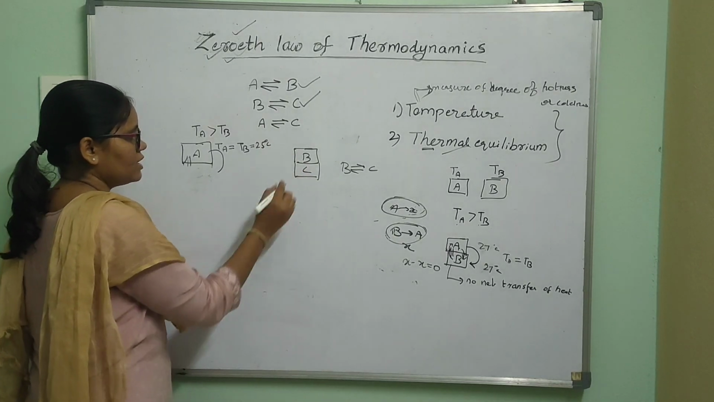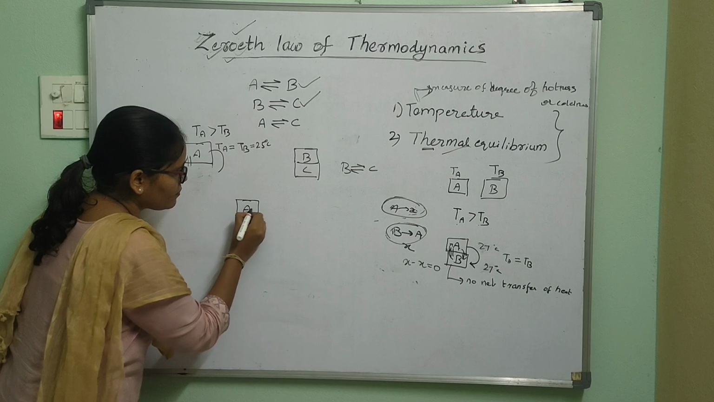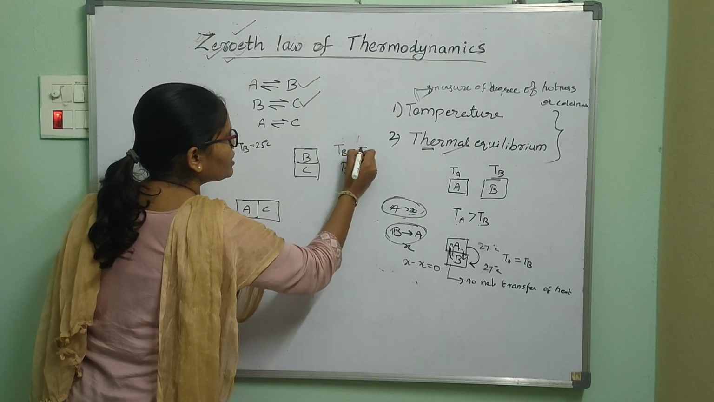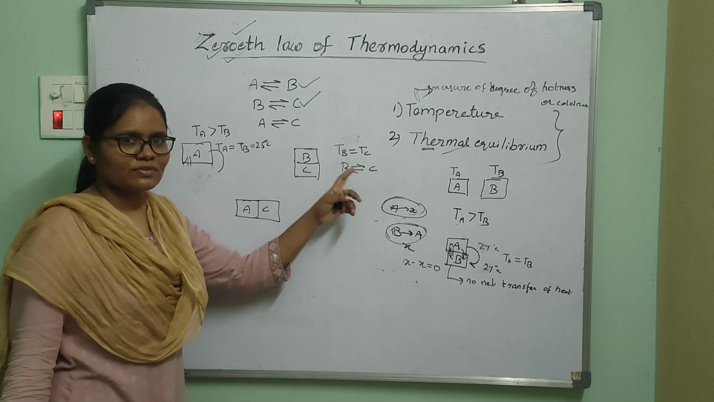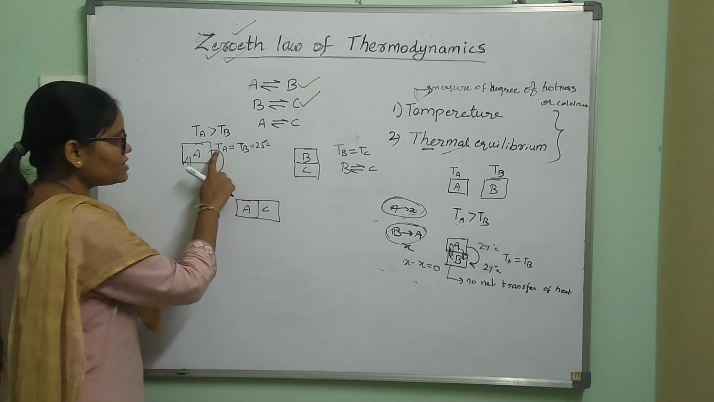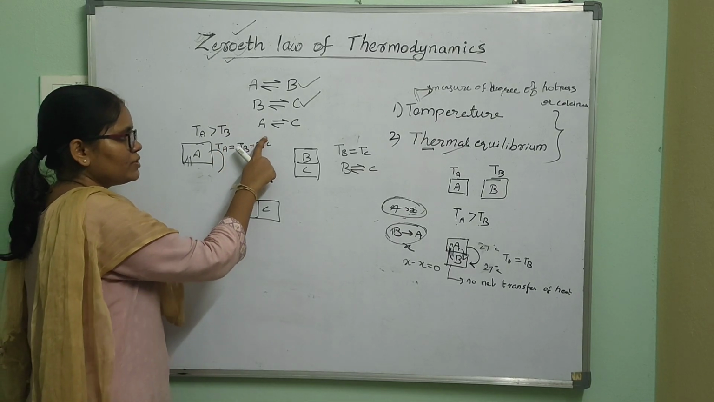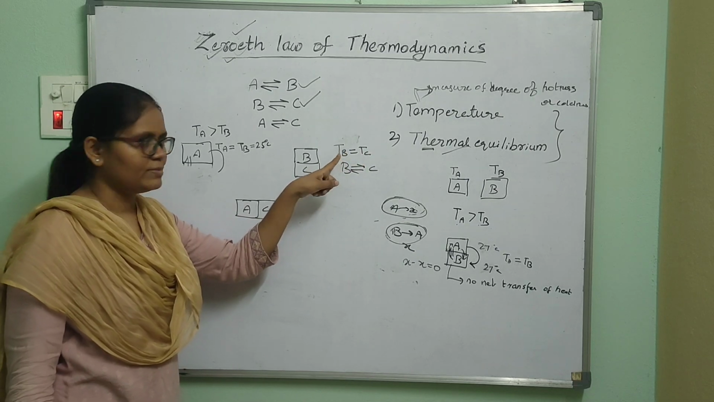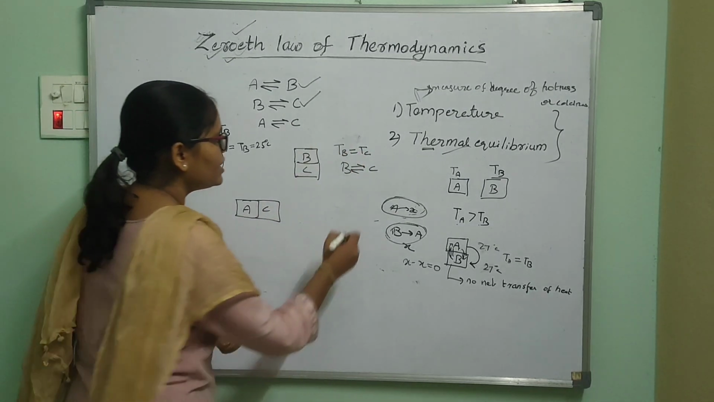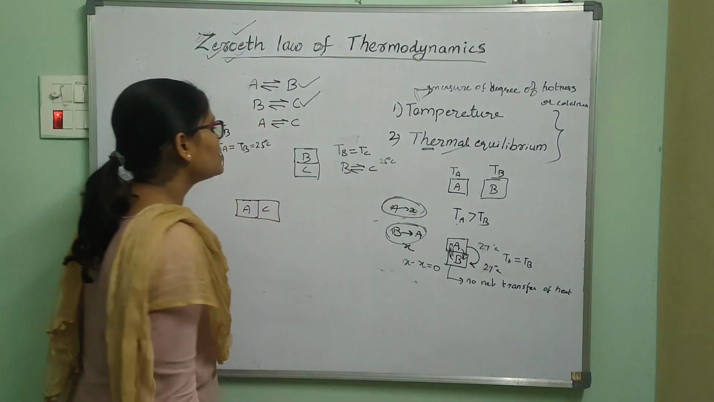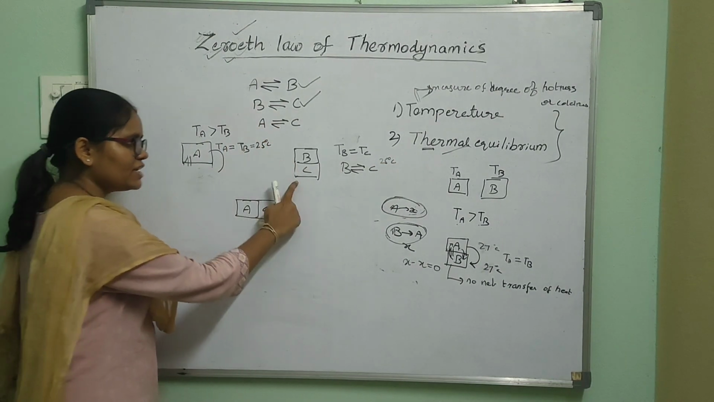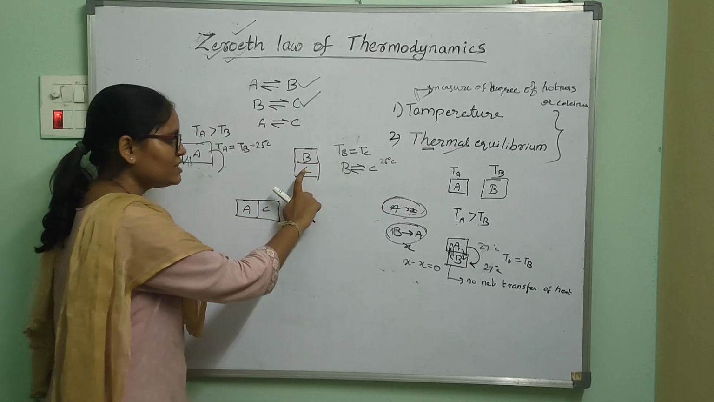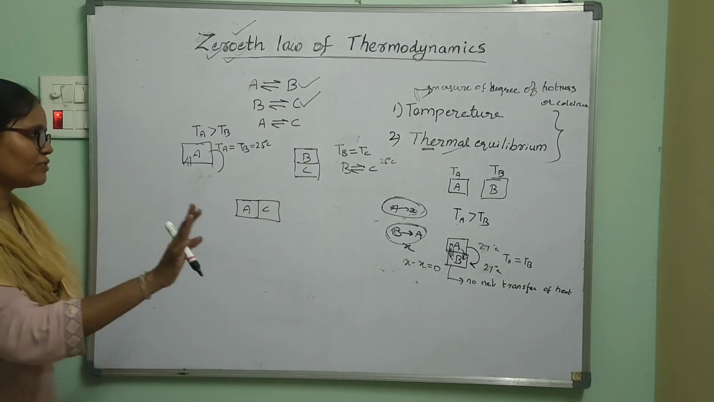Now when I bring this C in contact with A, here the temperature of B is equal to the temperature of C. Now can you guess what the temperature of C is? You can easily guess, because we know that the temperature of A and B is equal to 25 degrees centigrade, and the temperature of C is equal to the temperature of B. Then the temperature of C must also be 25 degrees centigrade. So even without checking it with a thermometer, you can predict the temperature of C as 25 degrees centigrade because it is in thermal equilibrium with B. So this is the beauty of the zeroth law of thermodynamics.